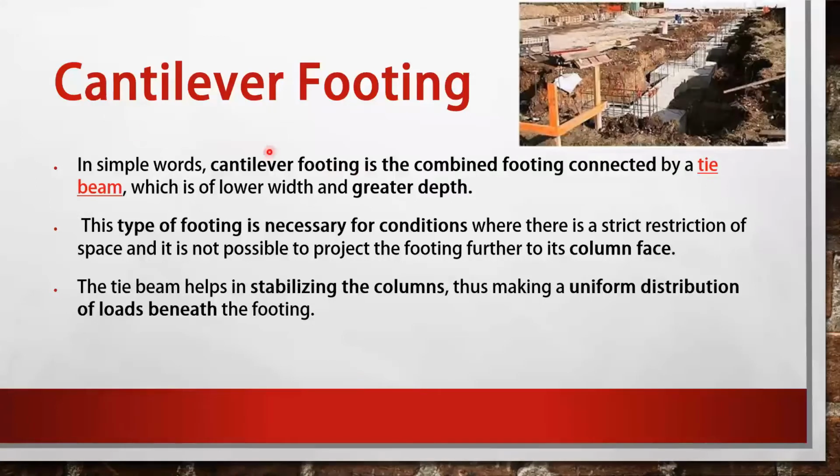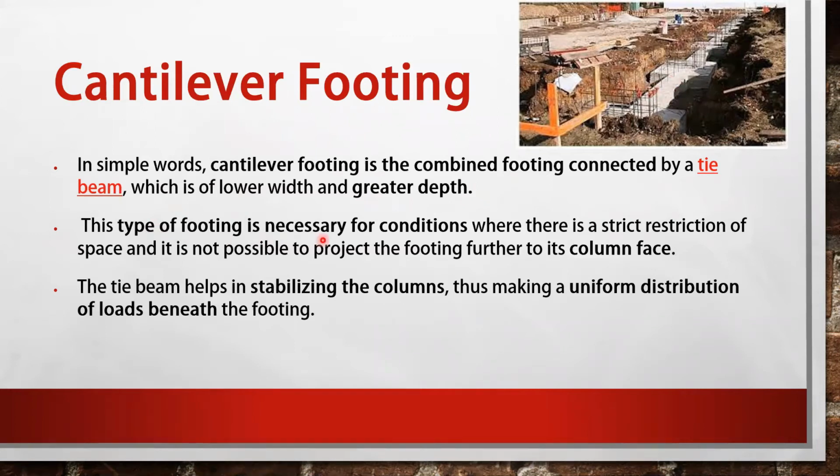Now let's move to the cantilever footing. So you can see an image over here which is showing the cantilever footing. And in simple words, the cantilever footing is a combined footing connected by a tie beam which is of lower width and greater depth. That means the width of the tie beam will be lower, but the depth of this type of footing will be higher.